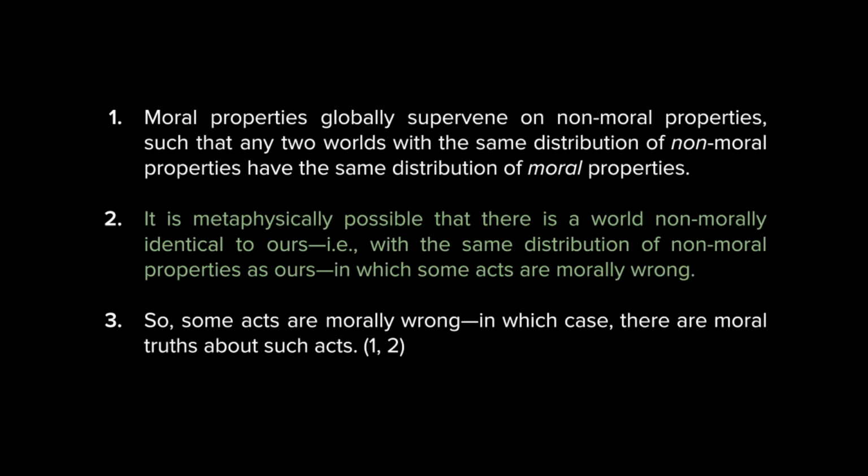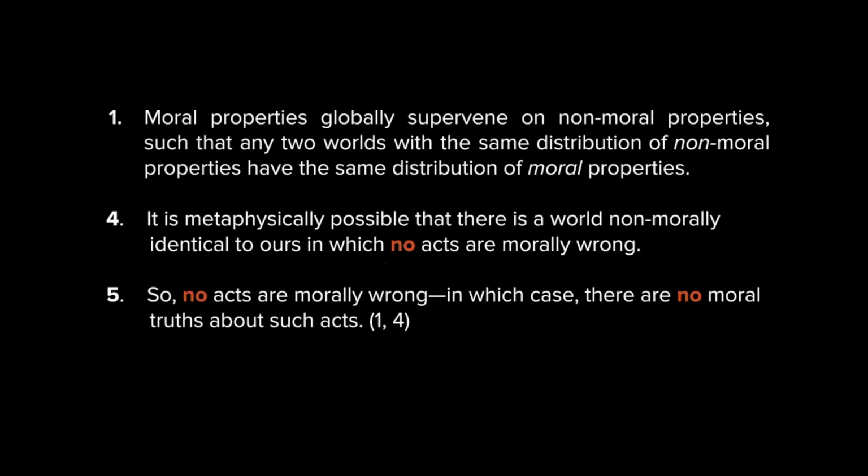Similarly, Coons is going to be facing a reverse or symmetrical argument. This is the symmetry problem that I'm going to be raising against Coons's argument. We're going to use his exact same premise one, right? Moral properties globally supervene on non-moral properties, such that any two worlds with the same distribution of non-moral properties have the same distribution of moral properties. But look, we're just going to mount a symmetrical premise 4, which is symmetrical to premise 2, right? We're replacing premise 2 with premise 4.